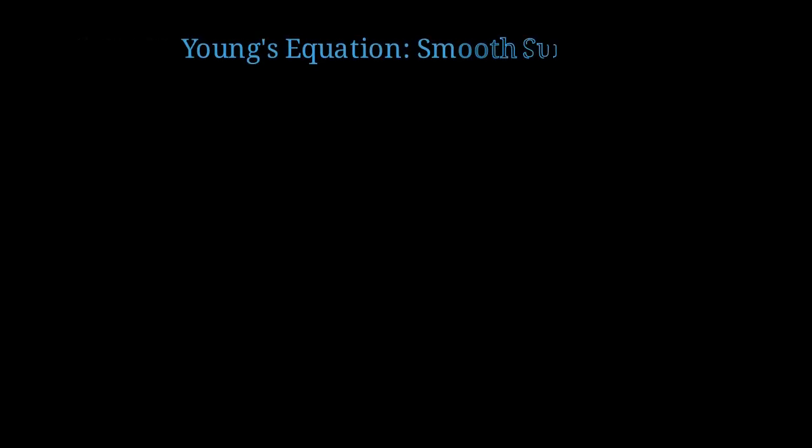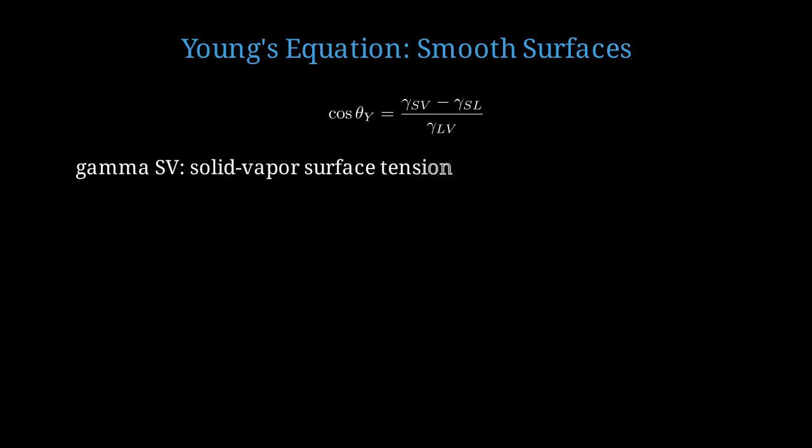For a perfectly smooth surface, the contact angle is determined by Young's equation, which relates the surface tensions at the three interfaces. Cosine of theta Y equals gamma SV minus gamma SL, all divided by gamma LV. Here, theta Y is Young's contact angle. Gamma SV is the solid-vapor interfacial tension, gamma SL is the solid-liquid tension, and gamma LV is the liquid-vapor tension, which for water is about 72 millinewtons per meter.